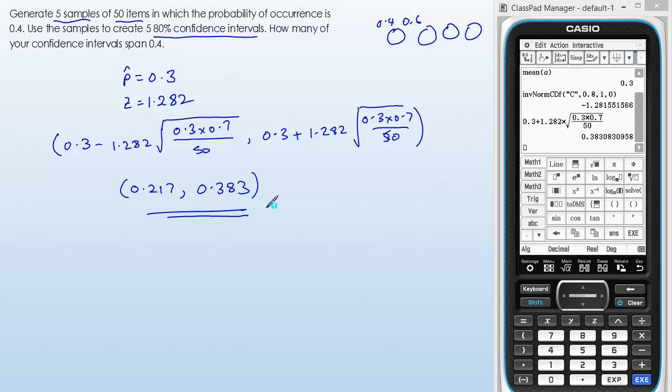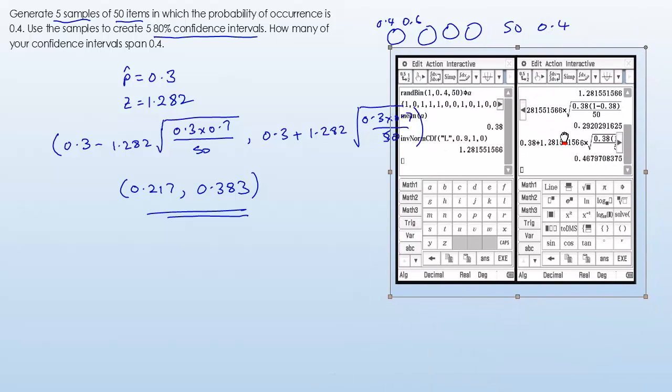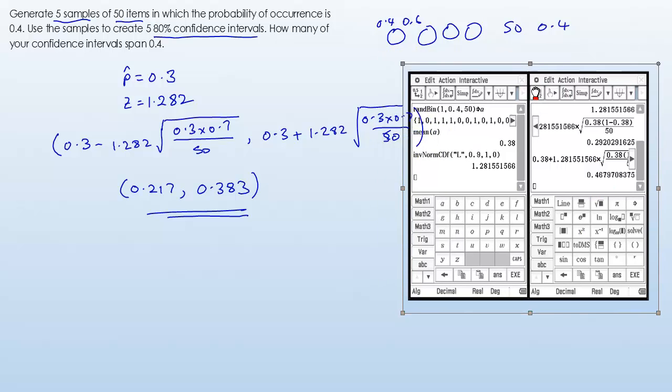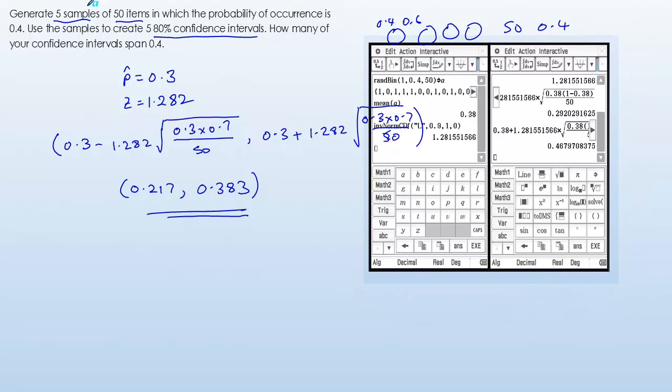Now this is different to the one that I actually did in the notes. If we just have that one here, we can see that that one went from 0.292 to 0.468. So the one that we did in the notes actually did contain the population parameter of 0.4. This one didn't. And the idea is that for an 80% confidence interval, about 80% of the confidence intervals that we produce will contain the population parameter of 0.4.